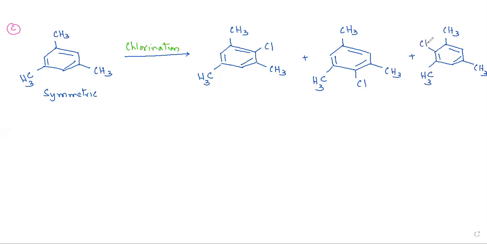Now check out the three products. Check whether they are the same or distinct. Now, because we have started with something symmetric, obviously all three will be the same. Check them up. You will find that they are the same, right? That means just one isomer.